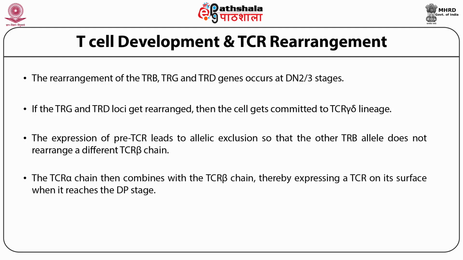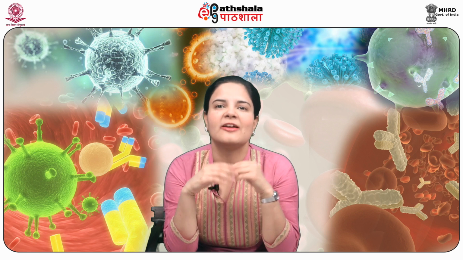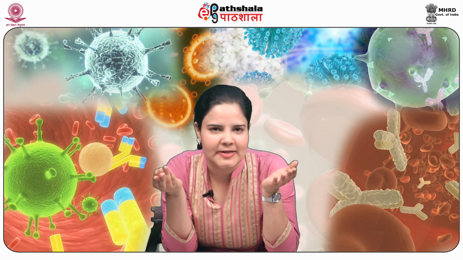The TCR alpha chain then combines with the TCR beta chain, thereby expressing a T cell receptor on its surface when it reaches the double positive stage. Later, the T cell undergoes positive and negative selection and finally enters the peripheral circulation. Many factors affect the process of TCR gene rearrangements.